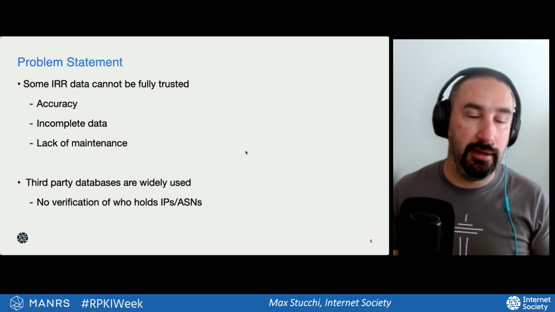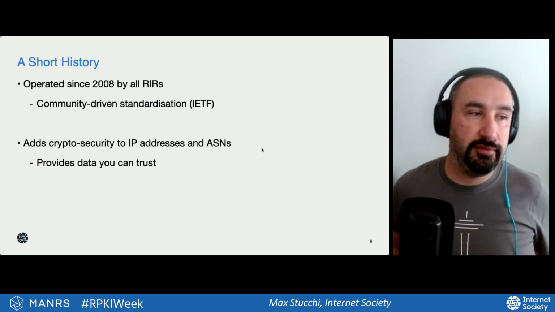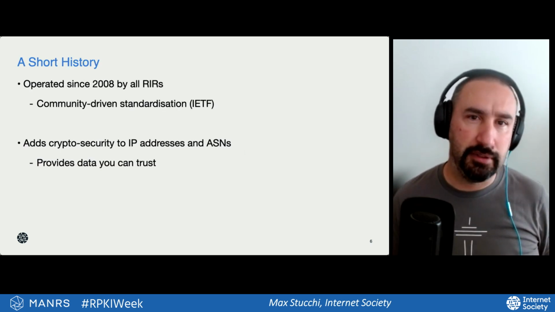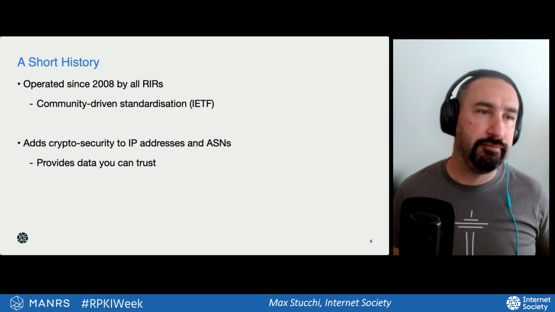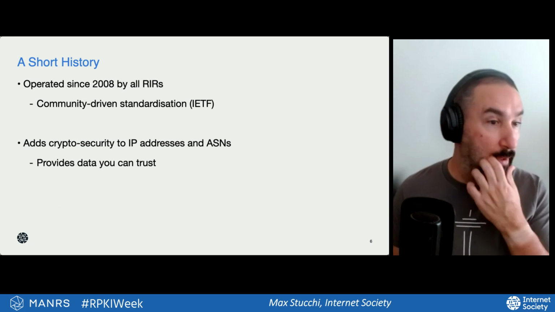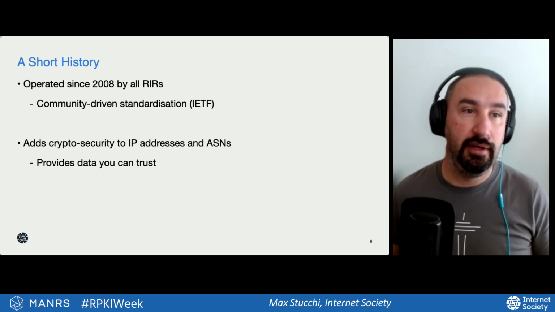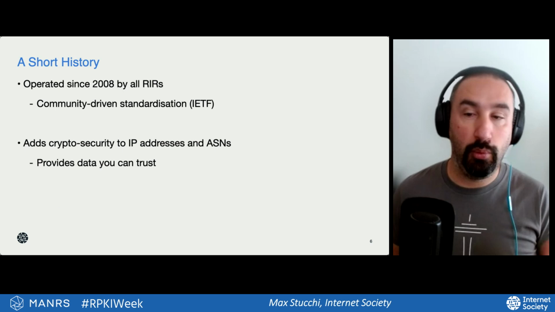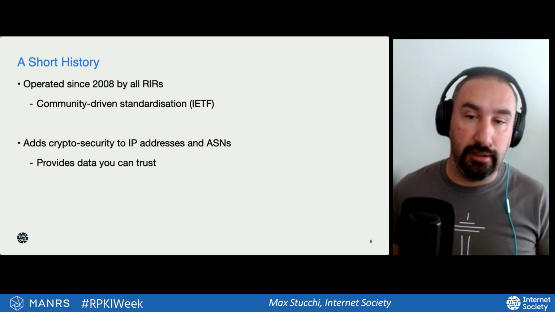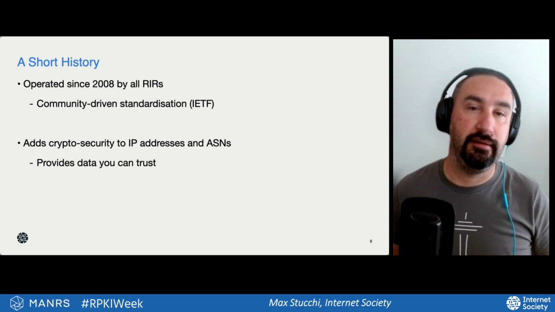when we are looking into authorizing BGP announcements. So from 2008, some people decided, let's put a fix to this. And so at the IETF, people started discussing adding more trust, adding a way to verify in a better way the data we find in the IRR.